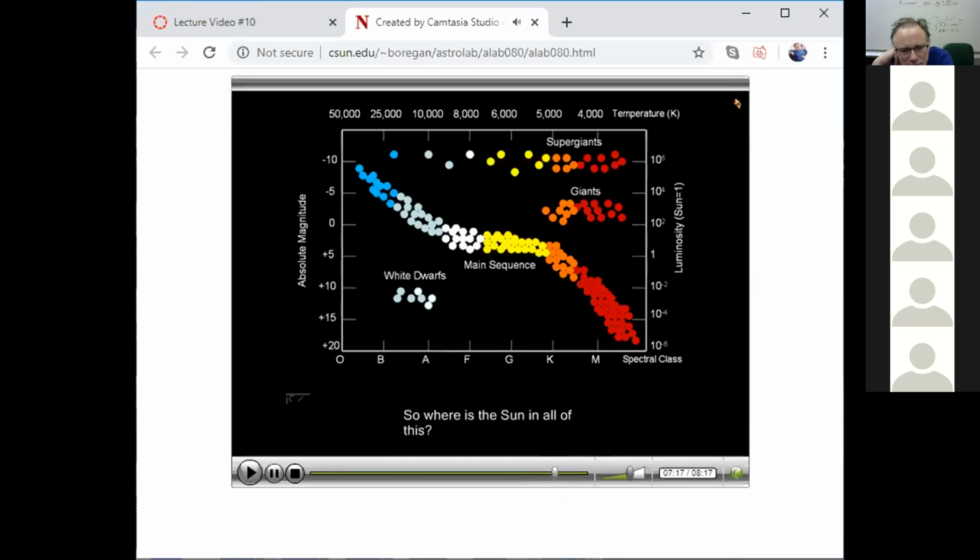So where is the sun in all of this? Are we a supergiant? Are we one of the hot stars? Are we one of the very cool stars? Or is our sun a dwarf star? It turns out our sun is an ordinary average star. It's right in the middle of the main sequence.